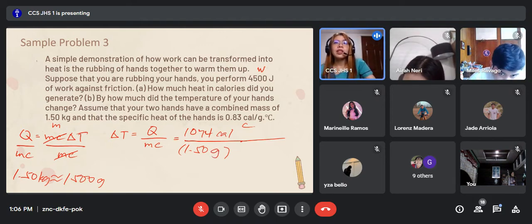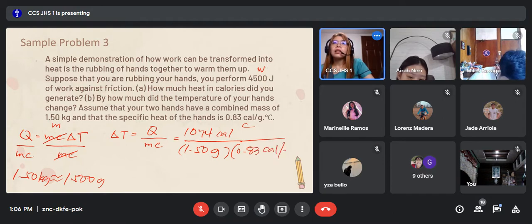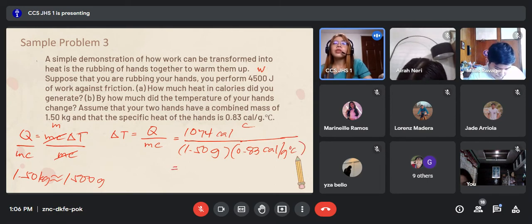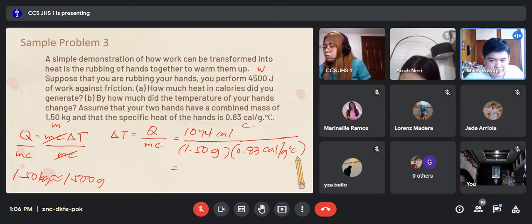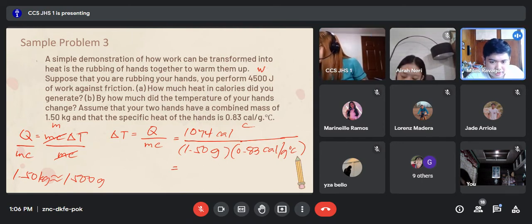Okay. Careful mo ha sa unit. Kailangan mag-same sila. So, 0.83 cal per gram degrees Celsius. Okay, what is your final answer? 1,074 divided by 1.50 times 0.83. 0.86 Celsius.